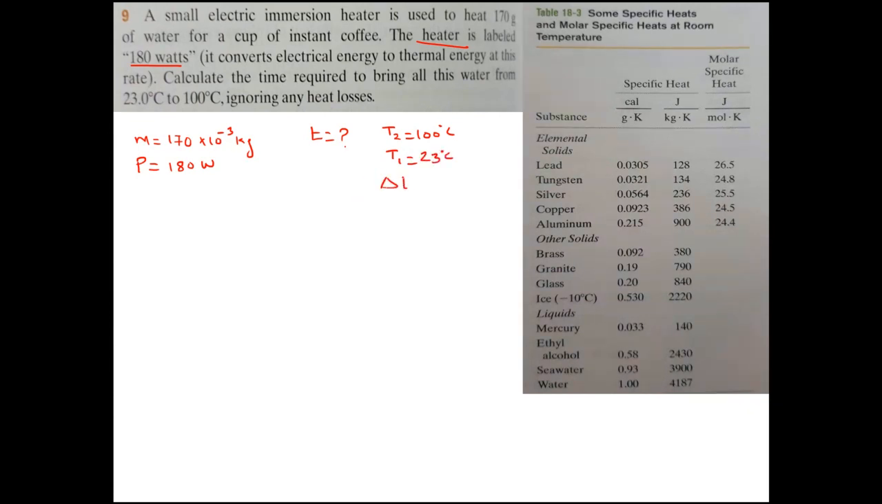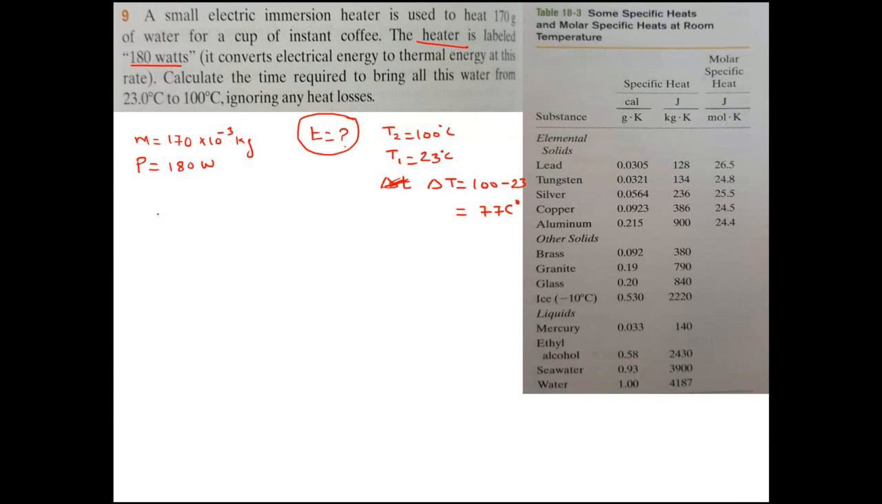Now, when you know these two things, you can easily find the change in temperature as capital delta T, which is equal to 100 minus 23, which is equal to 77 Celsius degree, because we are finding the change in temperature. So by using these things, we are going to find the value of t.